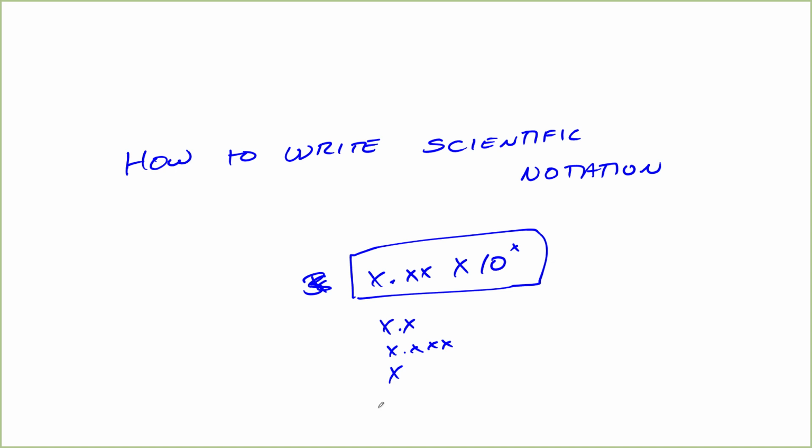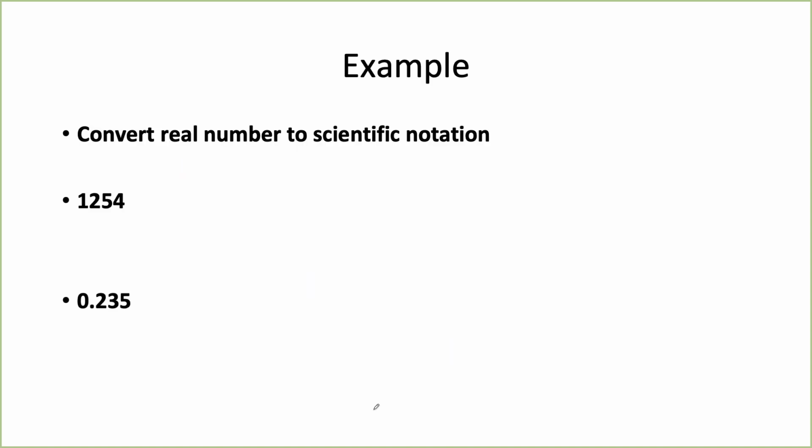So we're going to start off with our next slide: convert these real numbers into scientific notation. 1254 and 0.235. This is going to be simple. We take the decimal point and we move it 1, 2, 3. So it's 1.254 times 10 to the third. Since we're going to the left, we put the number of places we moved the decimal point up here. That's 3.